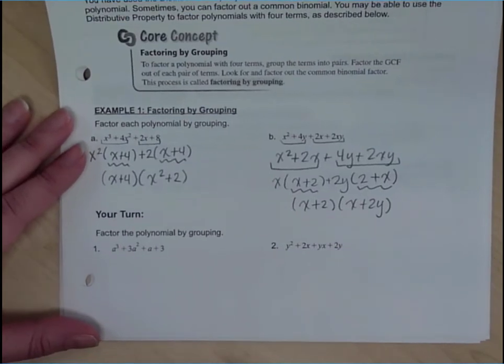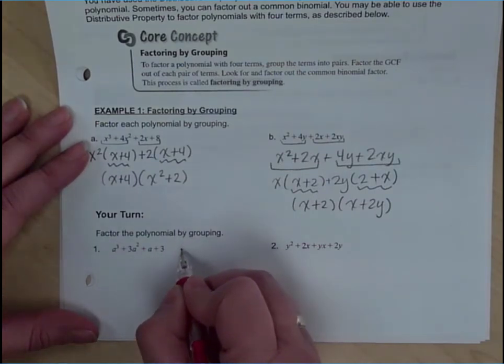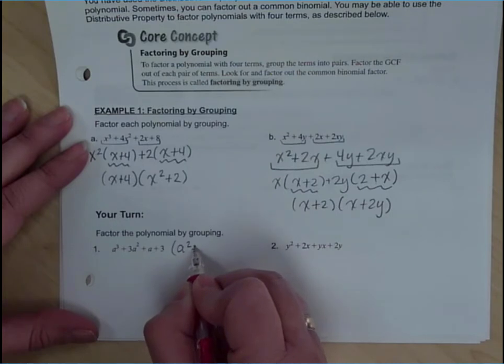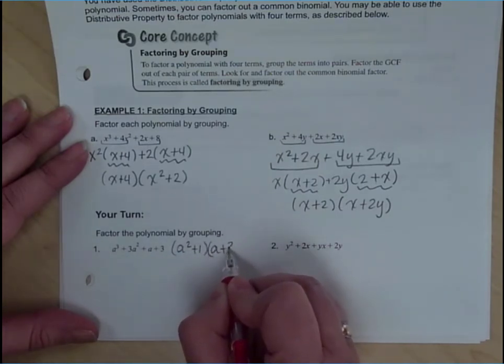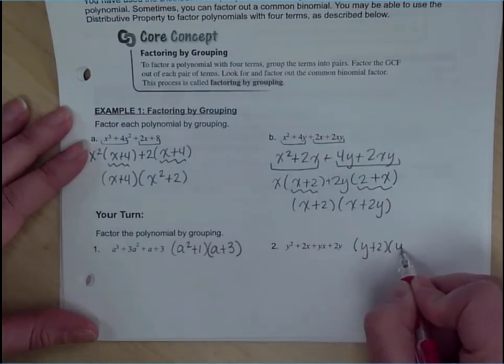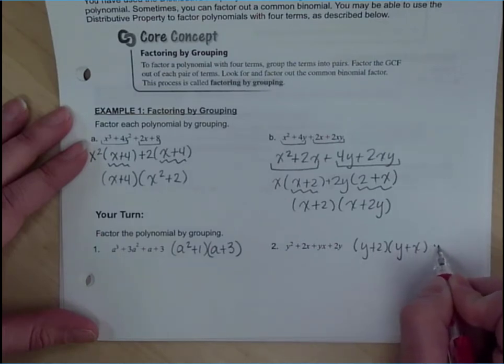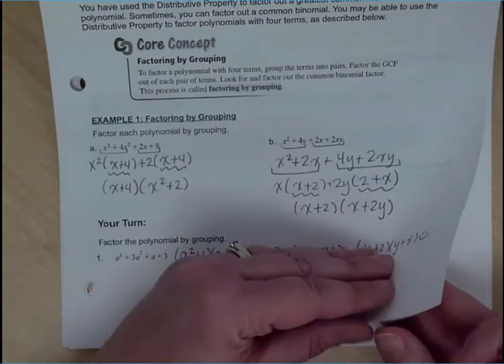Okay, your turn. Go ahead and hit pause, and when you're done, turn it back on and check your work. All right, so if I factor by grouping here, I end up with a squared plus 1 and a plus 3. Here, after rewriting it, we end up with y plus 2 and y plus x.